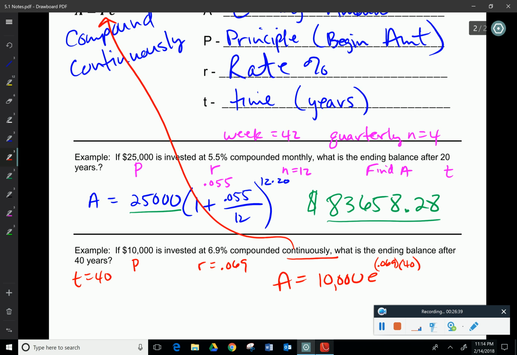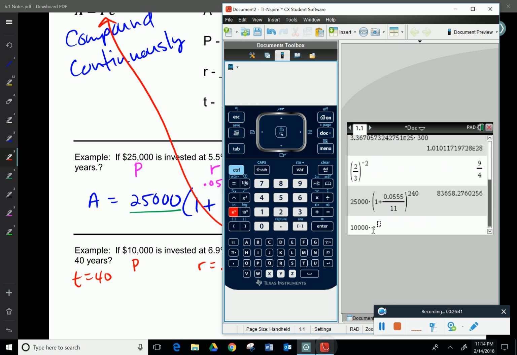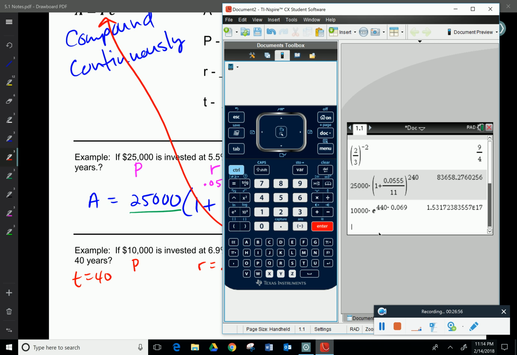So I want 40 times 0.069. So I'm going to put in there 40 times 0.069. Okay, and then when I press enter, now notice the E at the end, so you're going to move this decimal over 17 places. Okay, is it an infinite amount? Well, if I move it over 17 places, it's definitely all of those numbers. So as far as I'm concerned, that's pretty infinite.